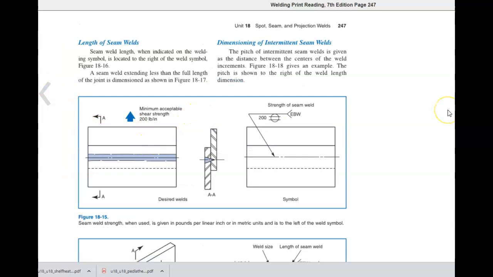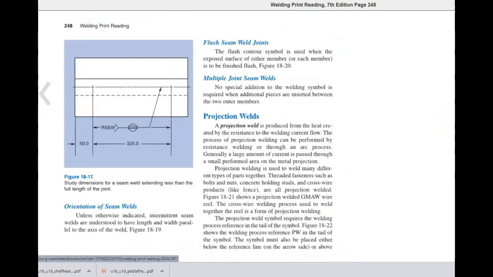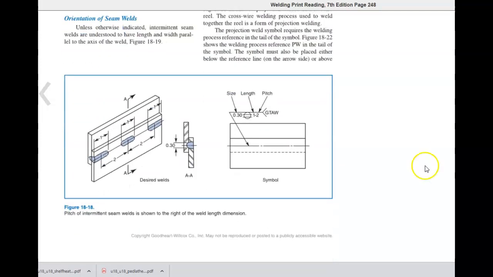The pitch of an intermittent seam weld is given as the distance between the centers of the weld increments. Figure 18-18 gives an example. The pitch is shown on the right of the weld length dimension. Pitch of an intermittent seam weld is shown to the right of the weld length dimension.